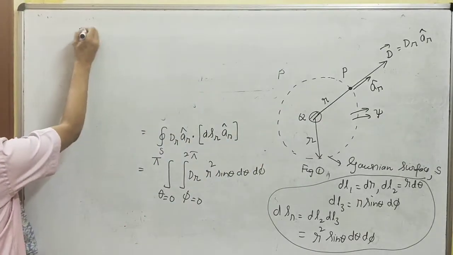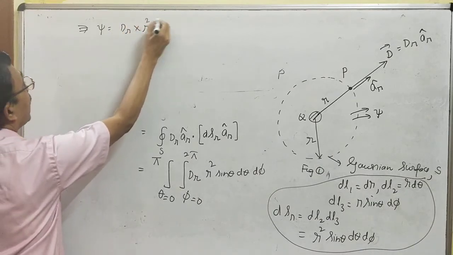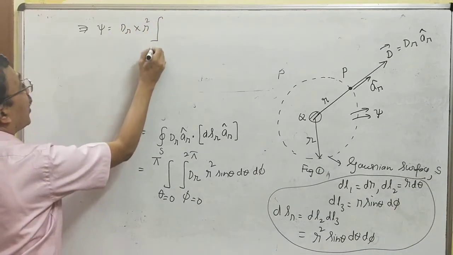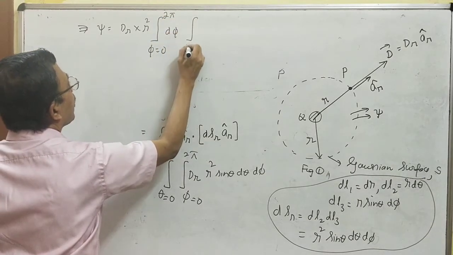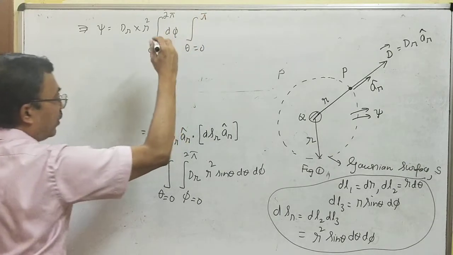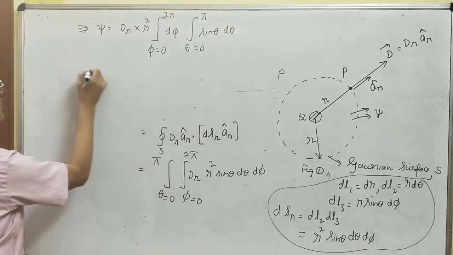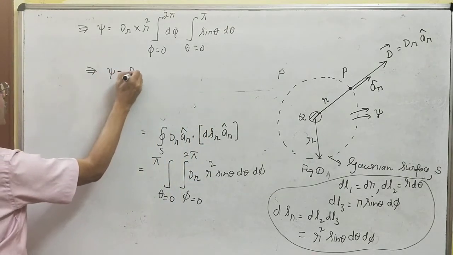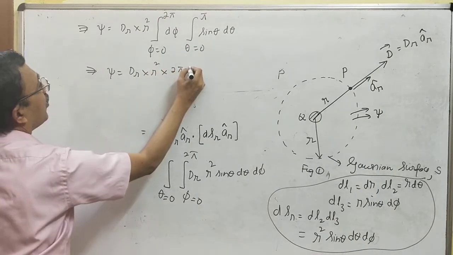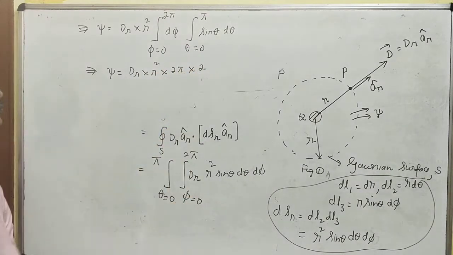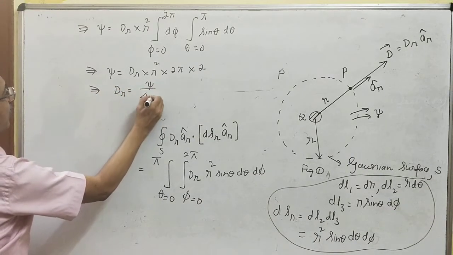So this implies psi is equal to integral dr into r square, integral phi is equal to 0 to 2 pi d phi, integral theta is equal to 0 to pi sin theta d theta. So this implies psi is equal to dr into r square into 2 pi. This integral when you evaluate gives a value equal to 2. So this implies dr is equal to psi divided by 4 pi r square.